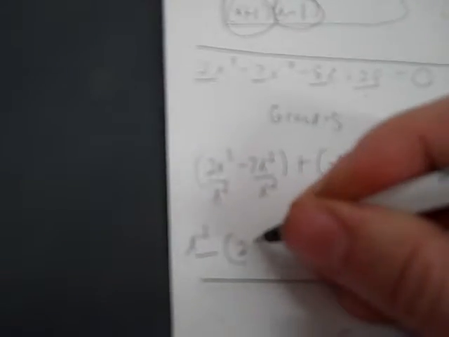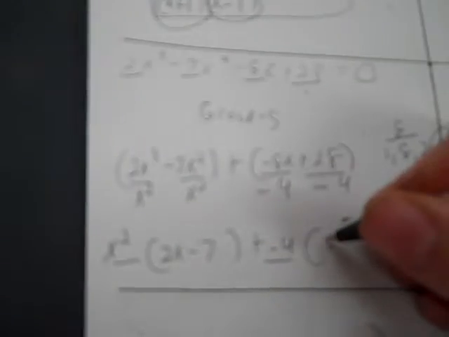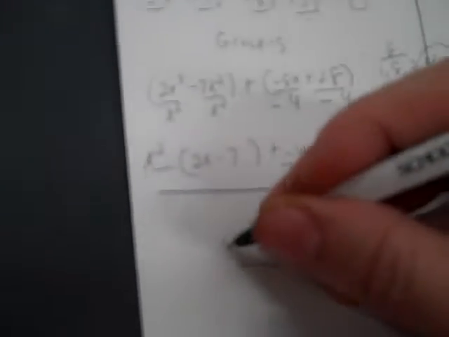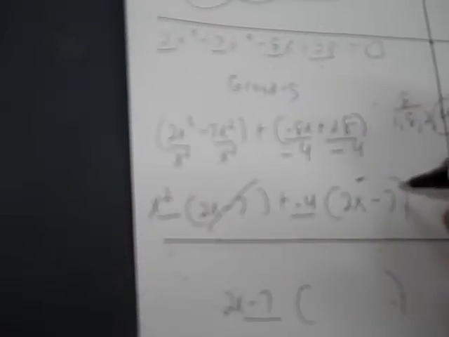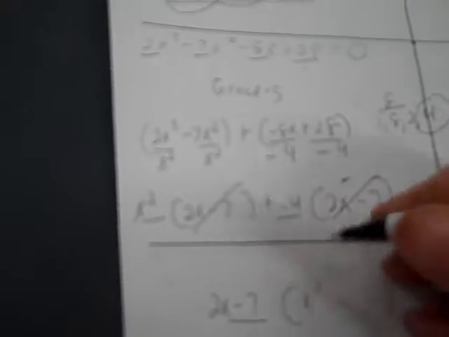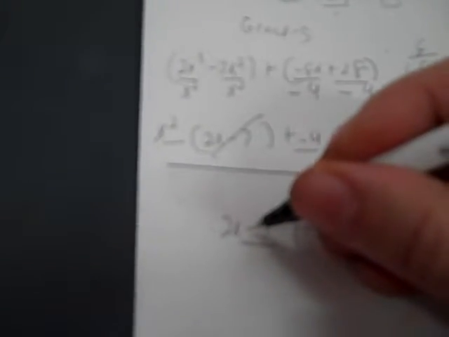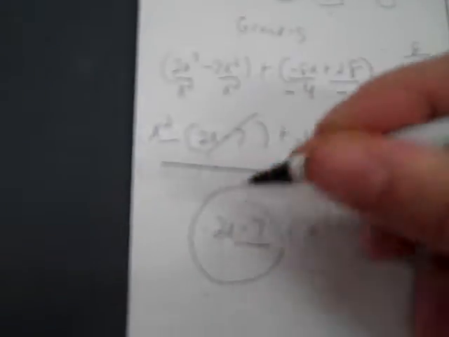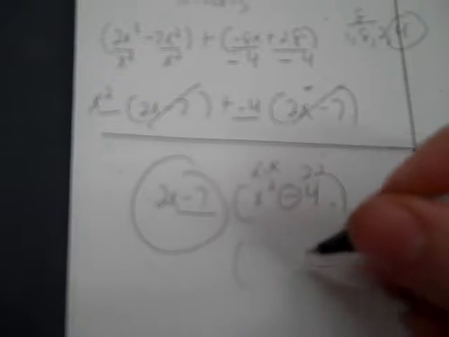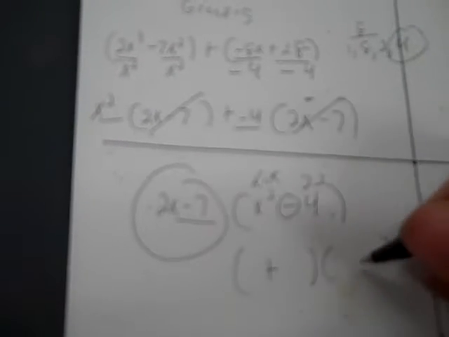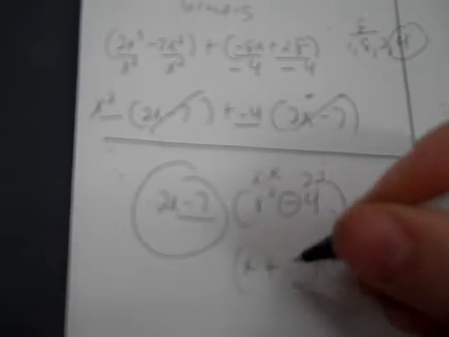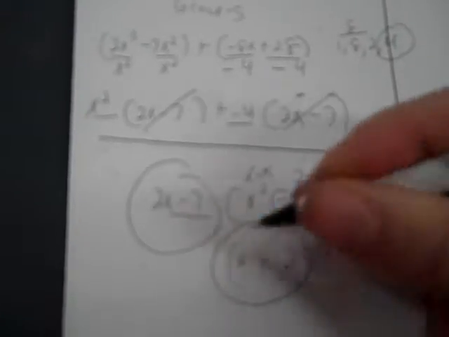So that's going to be 2x minus 7, and that's going to be the same thing, okay? So in each parentheses, we have 2x minus 7, and then we have x to the second minus 4. Now, this right here is a minus, but it's not a dot. So I circle that. It's prime. That's 2 times 2, and that's x times x. So that is a difference of perfect squares. So x, 2, 2. There we go.